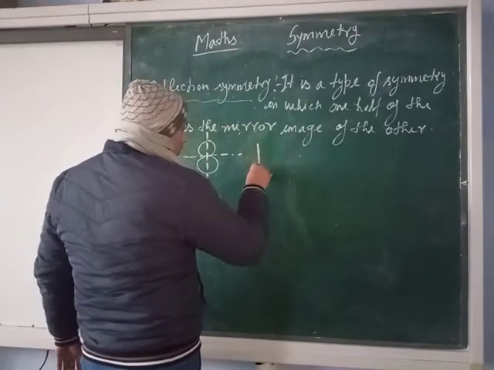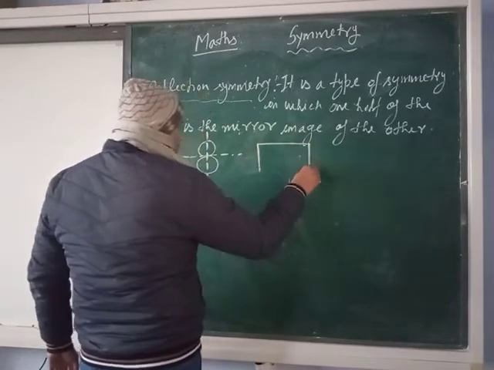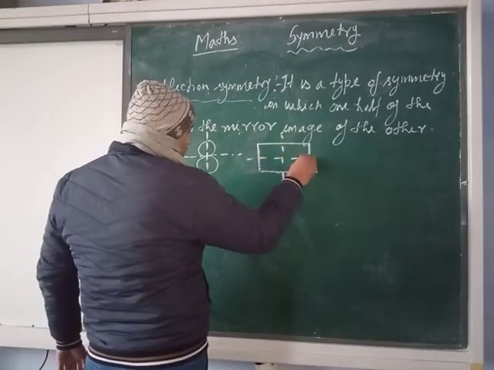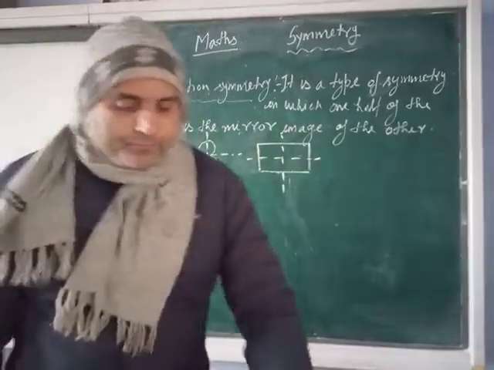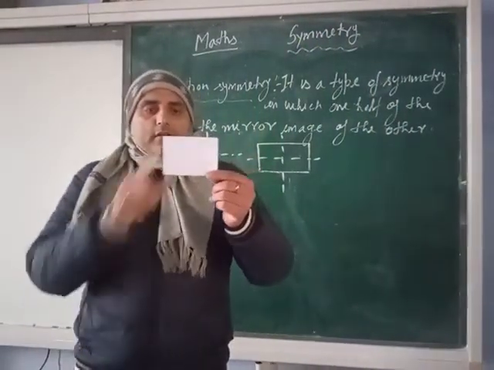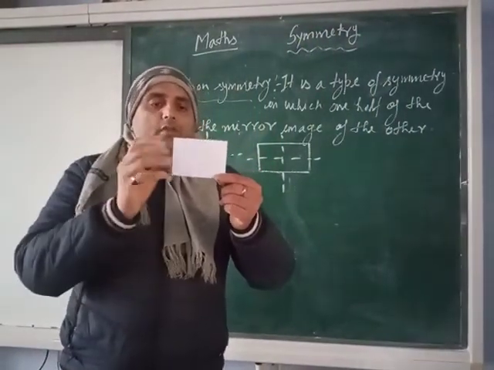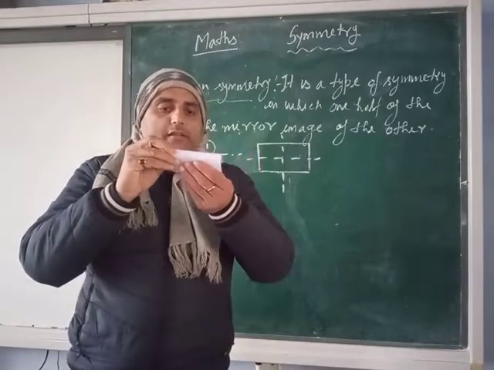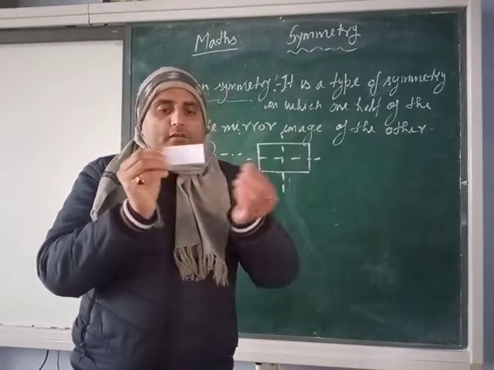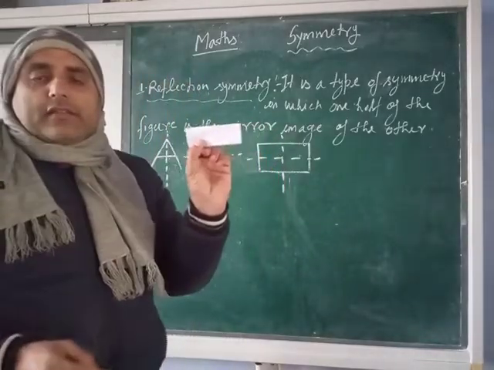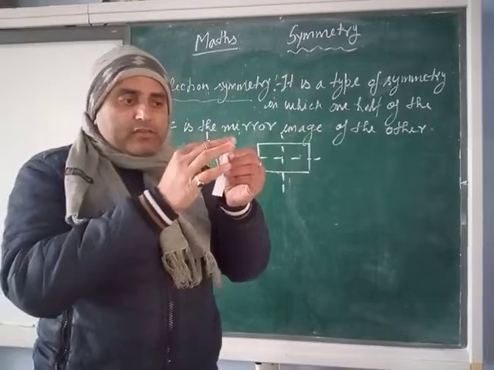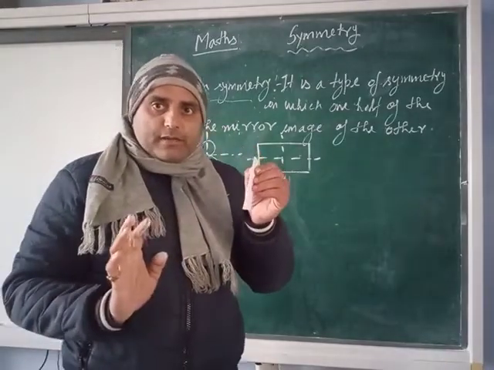If you have a square, then square has 2 lines of symmetry. See this figure. This is known as a rectangle shape. Okay. So when you fold like this, then we see that one part covers the second. See, all parts are covered now. So that's why this line is known as the line of symmetry.